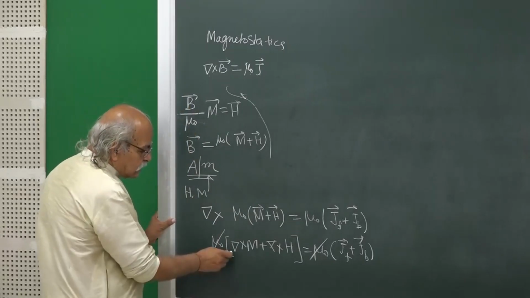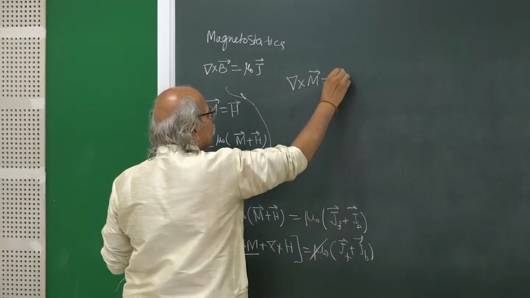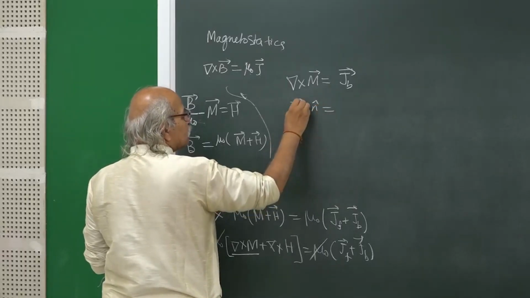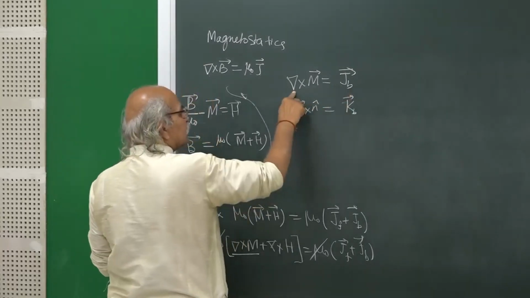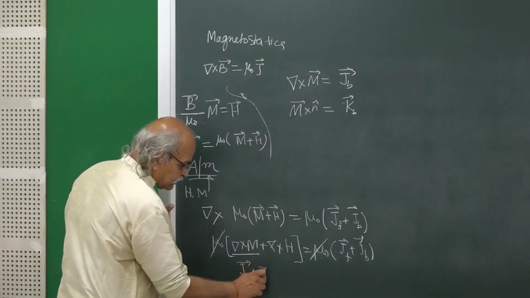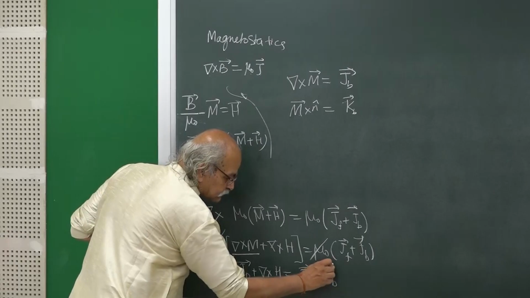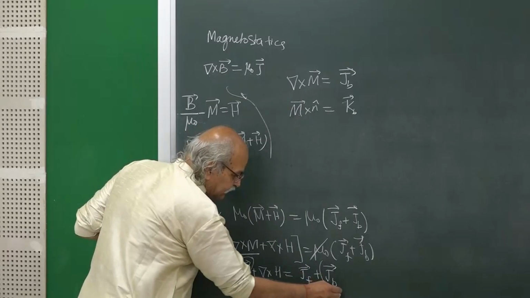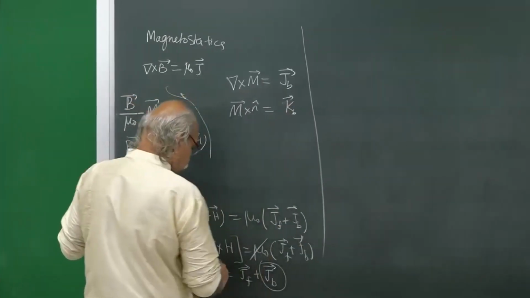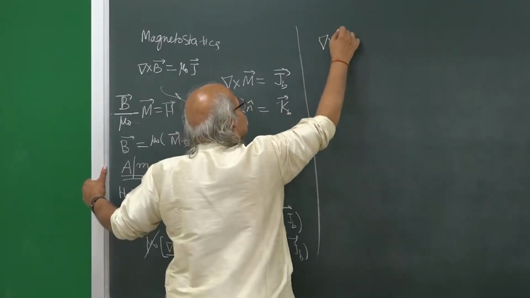Now, curl of M is equal to JB. Remember, these two are our standard equations: M cross n is KB, and curl of M is JB. So this is JB here, plus curl of H is equal to JF plus JB. So this JB and this JB cancel out, and your equation is now curl of H is equal to JF. Curl of H is equal to JF.